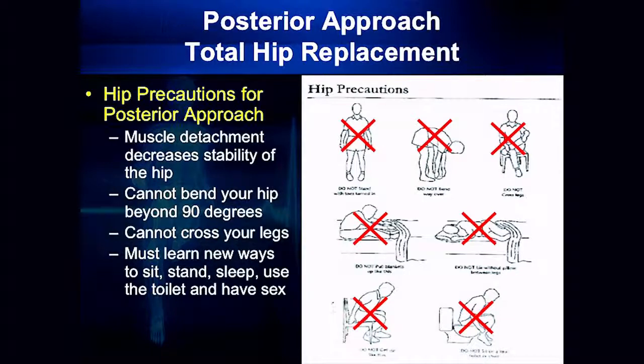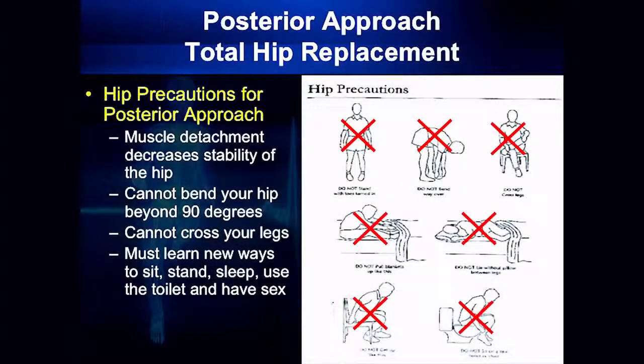Other thing with the posterior approach, all that means is the incisions on the buttock area, is you have these hip precautions. Essentially, hip precautions mean that you can't cross your legs over. If you're going to use a restroom, for instance, a lot of times you have to have an elevated toilet seat, and essentially these precautions are going to be used in the posterior approach because those muscles have been cut around the hip.